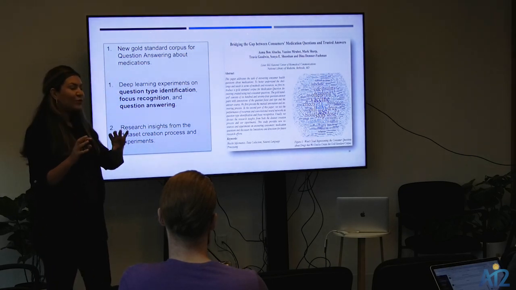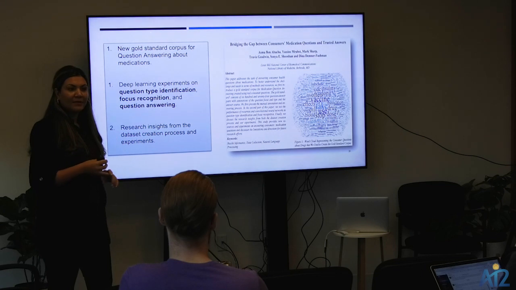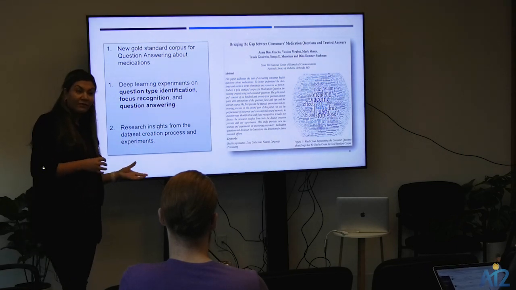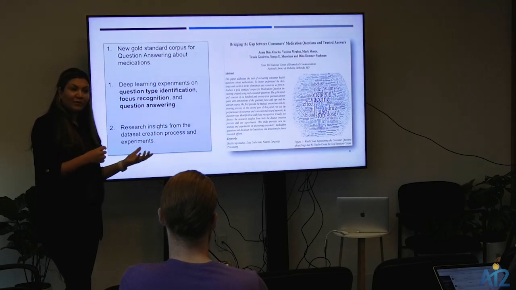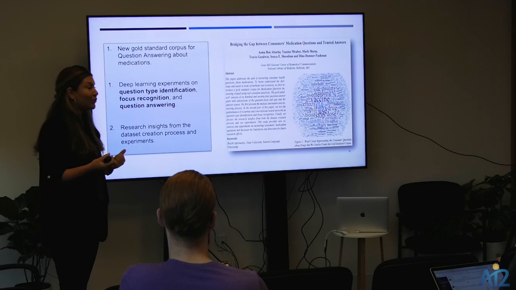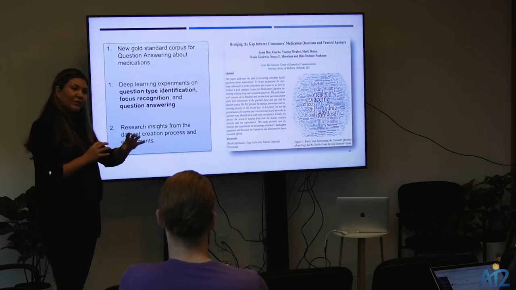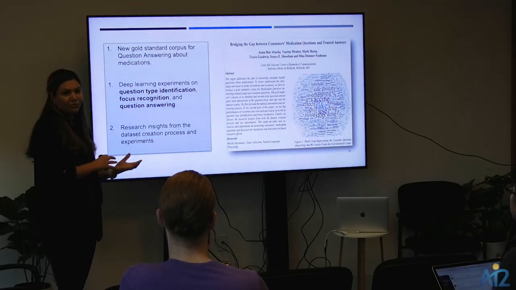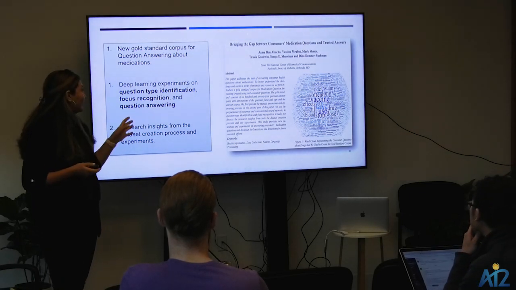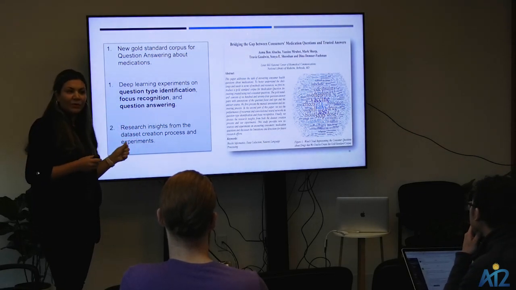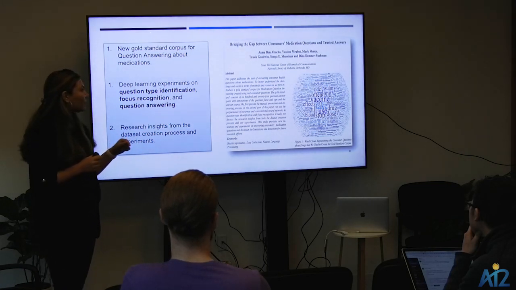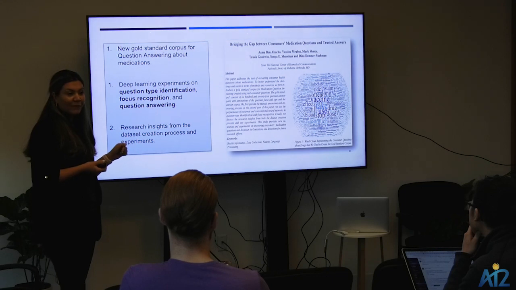We used mainly DailyMed and MedlinePlus, as these are the websites recommended by the FDA, the Food and Drug Administration, as consumer-friendly resources. But if we don't find relevant answers in these two resources, we can use any website. We did deep learning experiments for focus recognition and question type identification, and also for question answering using Chiqa.